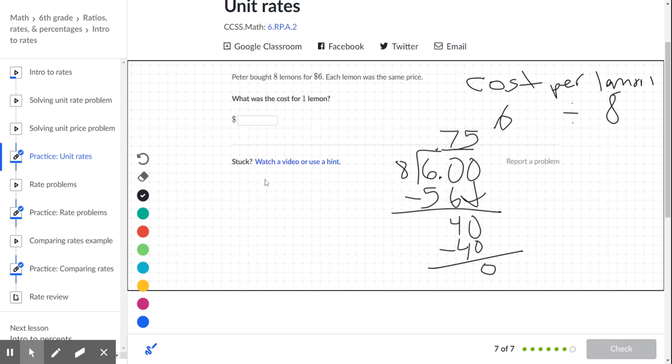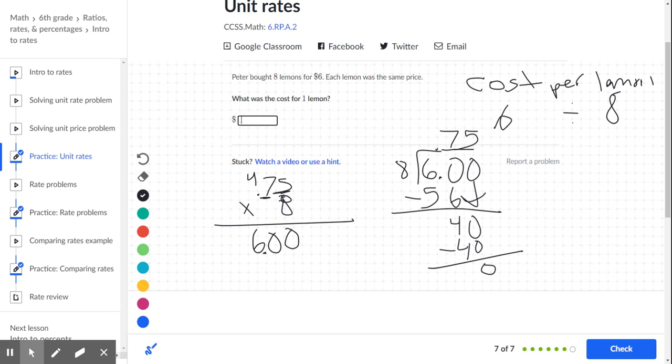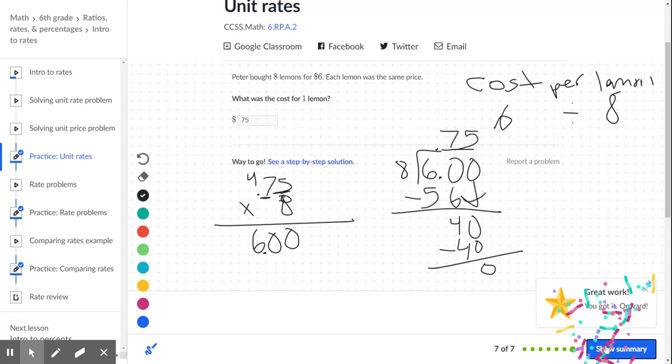Let's check it to make sure. That's 0.75 and I bought 8 lemons. If this comes up to be $6, then that means we're on the right road. 8 times 5 is 40, so I write a 0 and I carry a 4. 8 times 7 is 56, plus 4 more is 60. I have 2 numbers behind the decimal, so I move the decimal 2 times. 6.00, that is $6. So I know that each lemon does in fact cost 75 cents. And we are finished.